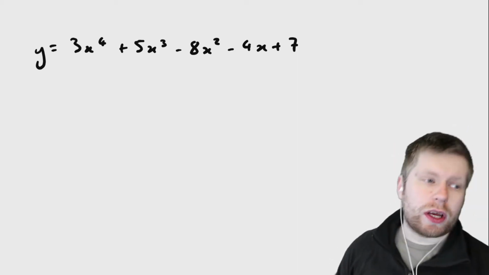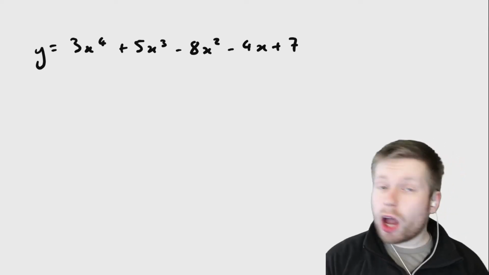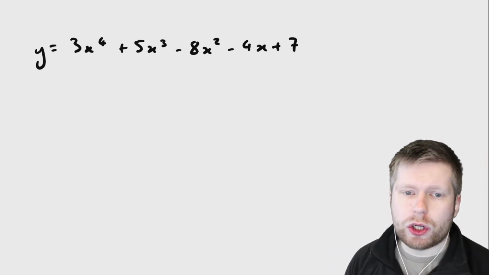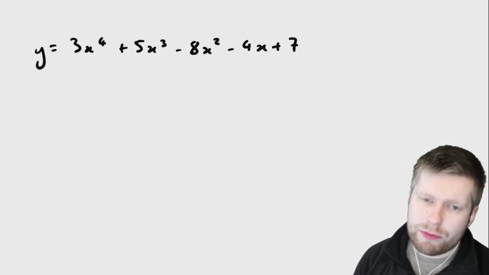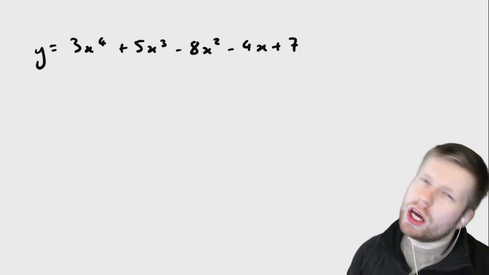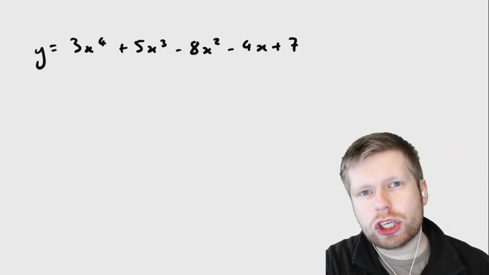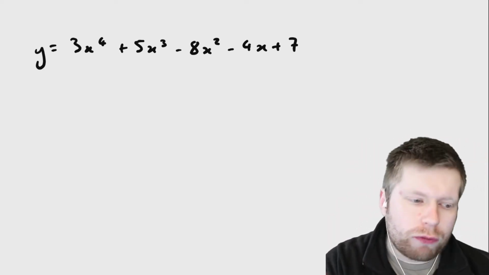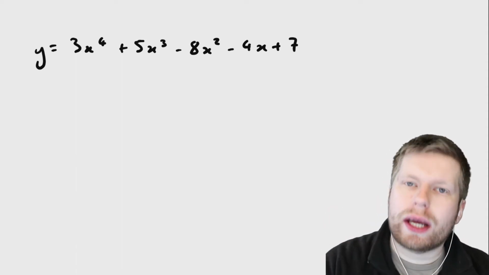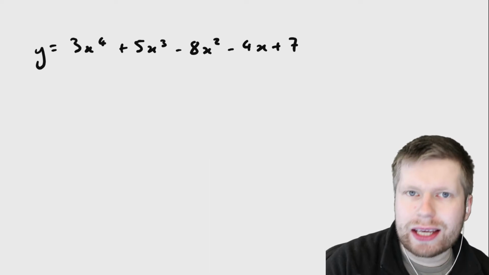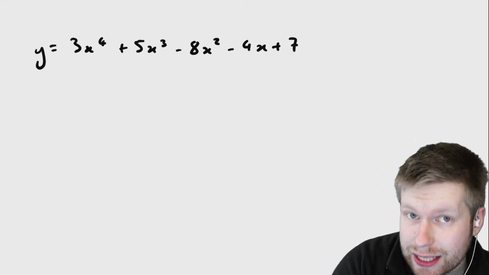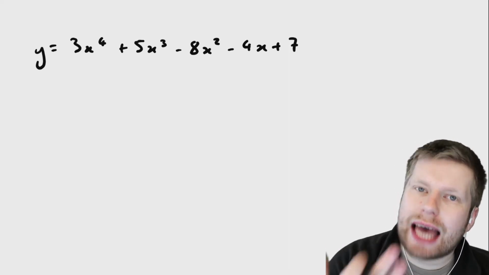So first things first, let's have a look at this question on the screen. I've been given a polynomial, so y equals 3x to the power 4 plus 5x cubed minus 8x squared minus 4x plus 7, and I've been asked to differentiate this function with respect to x. So just remember, differentiation is all to do with rate of change. It's simply saying, as x changes, how quickly does y change as well? So it's rate of change, okay? Now another way of saying that is gradient or dealing with tangents.